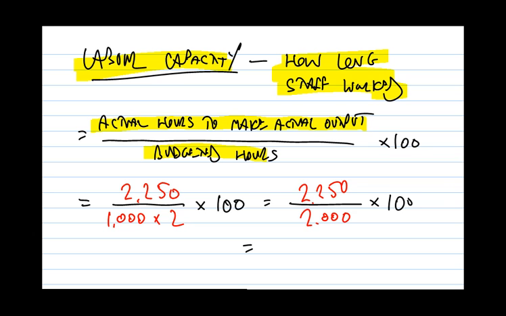And if I work the calculation out, 2,250 divided by 2,000 times 100 to turn it into a percentage gives me 112.5%. Now that's telling me that staff worked 12.5% more hours than we were originally expecting. That should lead to a greater volume of production.